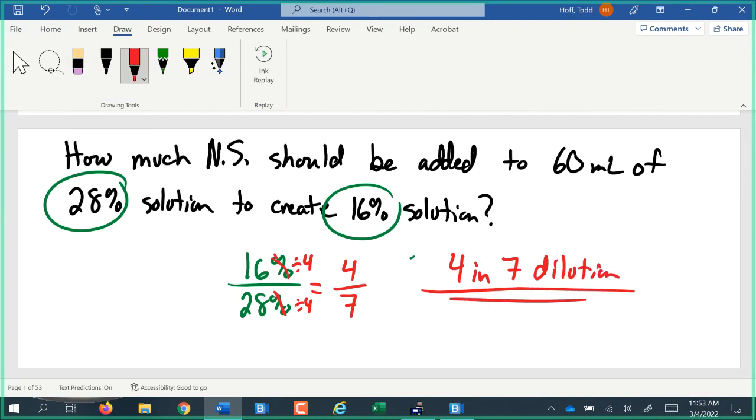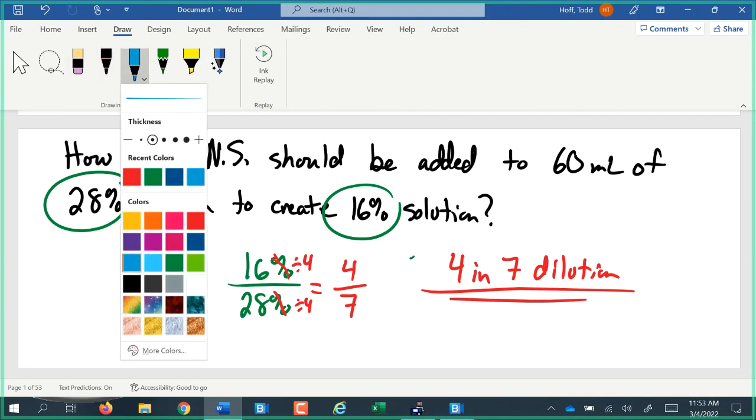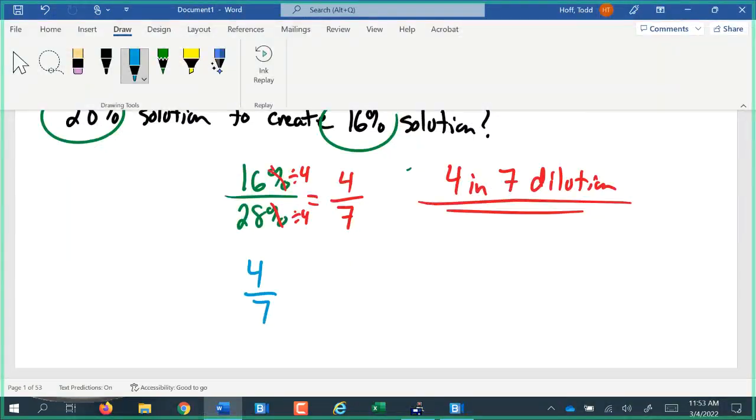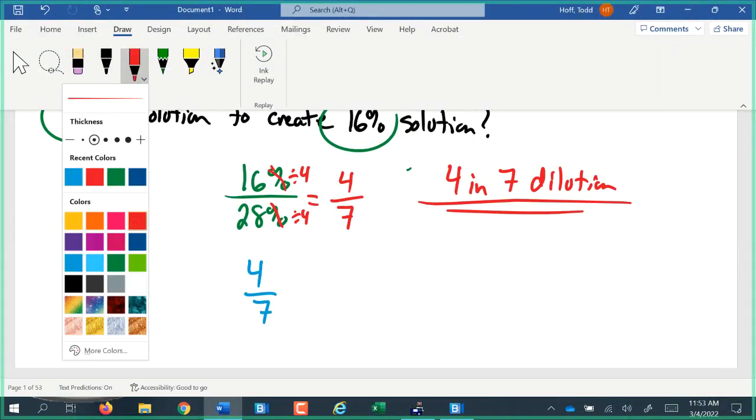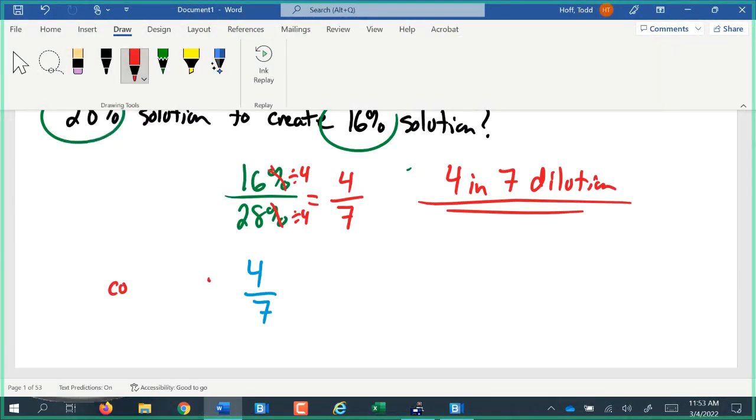Now remember that 4 in 7 dilution, if I write it as a ratio, the 4 represents the concentrate or serum. In this case, that is the 28% solution. And the 7 is the total solution, or the final amount. In this case, that would be the total amount of the 16% solution.